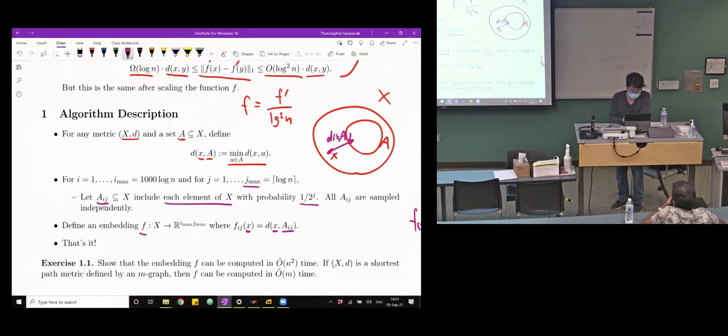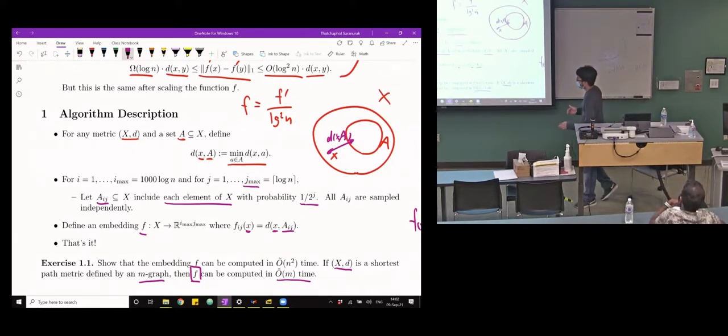Can you tell me why, if the metric is defined by a graph G with m edges, maybe you can think about it offline. Actually, the function f can be computed in nonlinear time. But it's clear from the description that this can be computed in polynomial time for sure, right? How to compute it in nonlinear time? That's an exercise.